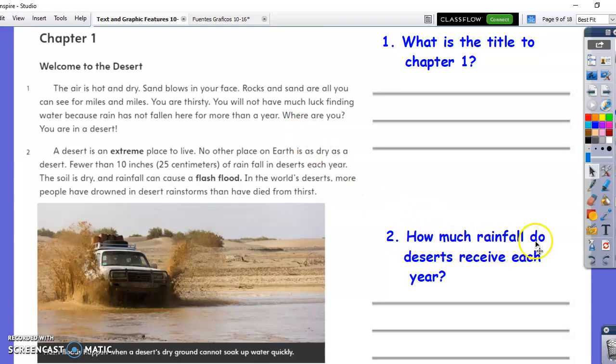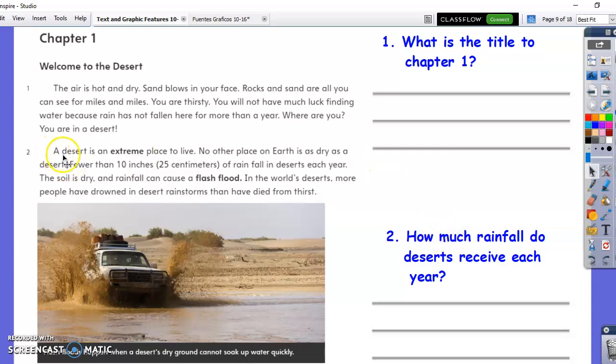Number 2 is, how much rainfall do deserts receive each year? That information is going to be here in paragraph 2. You can pause this at this time to read it if you don't have the book. Again, these are not questions that the students need to answer. These are just questions where I'm demonstrating how to find the answers.